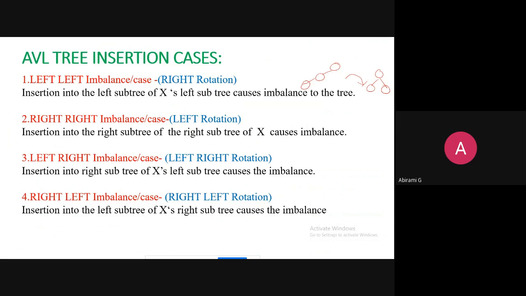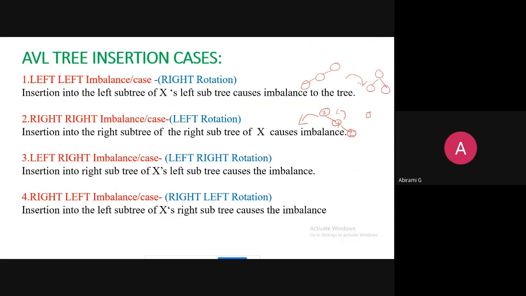If it is a right imbalance, then it requires a left rotation. Suppose your tree structure is like this, then it requires a single rotation, that is a left rotation. So the node will come here. So this will come here. This A, for example, this is 3, 4, 5.